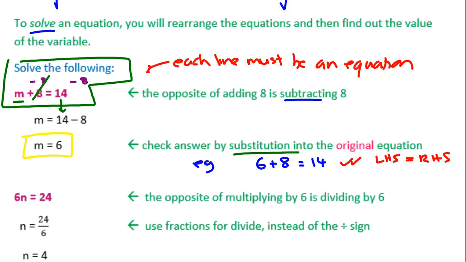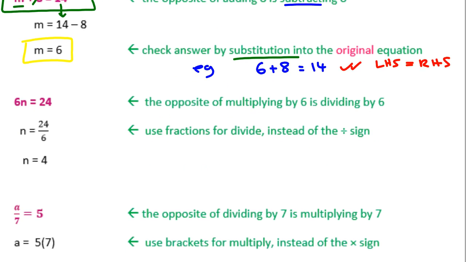So here's the next question. We've got 6n equals 24. So that 6n means 6 multiplied by n. So what's the opposite of multiplying by 6? It's dividing by 6. So that's what we need to get n by itself in the answer. So to deal with the 6, we need to divide both sides by 6.